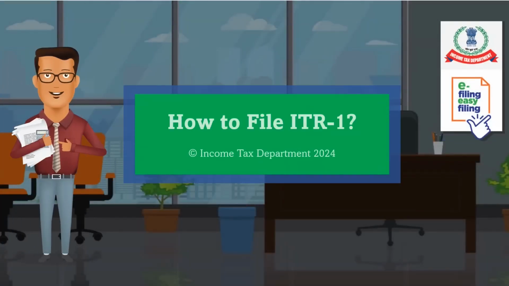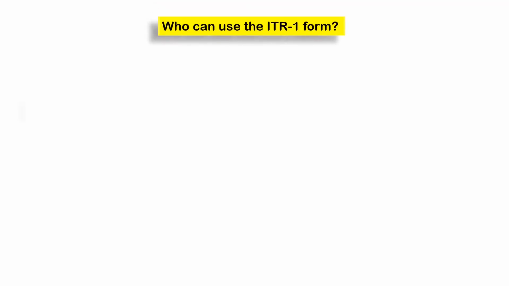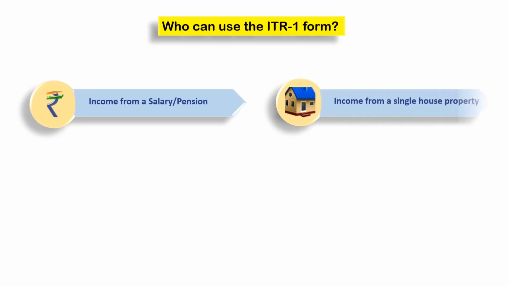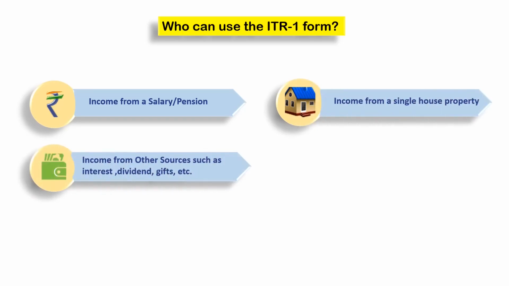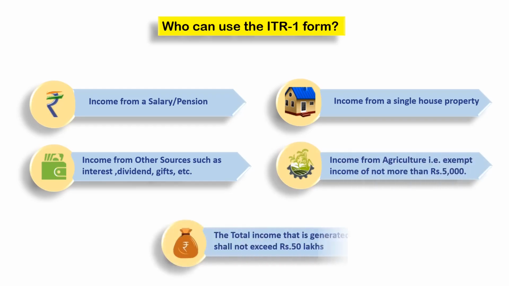This video is on how to file income tax return in ITR 1. Form ITR 1 can be used for filing income tax return by taxpayers having income from salary or pension, income from a single house property, income from other sources such as interests, dividend, gifts, etc., income from agriculture, that is exempt income of not more than rupees 5,000. The condition is that the total income that is generated shall not exceed rupees 50 lakhs.